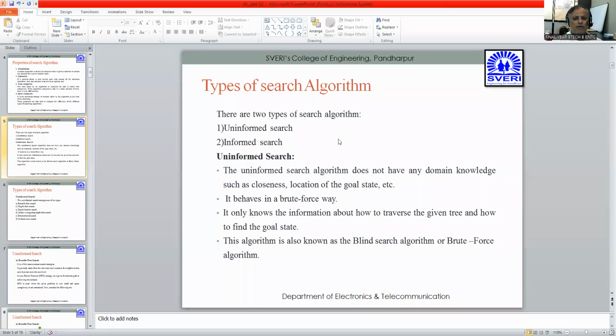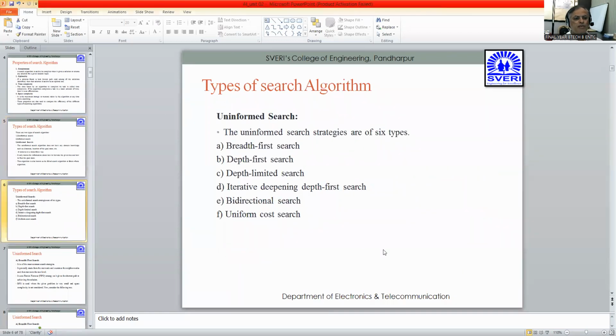It does not have any domain knowledge, and it is also called a brute force algorithm because here we actually have the information about how to traverse the given tree and how to find the goal state, and it behaves in a brute force way, and hence it is called the uninformed search.